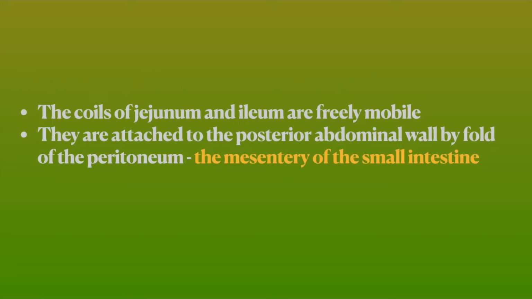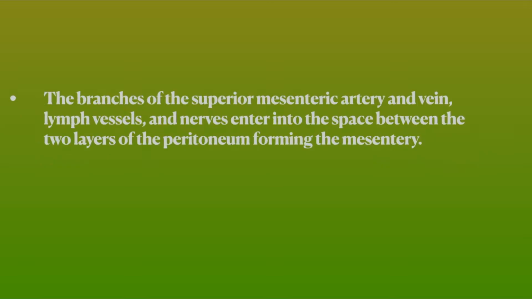The coils of jejunum and ileum are freely mobile in the abdominal cavity. They are attached to the posterior abdominal wall by a fold of peritoneum which we call the mesentery of the small intestine. The branches of the superior mesenteric artery and vein, the lymph vessels and nerves enter into the space between the two layers of the peritoneum, forming the mesentery.